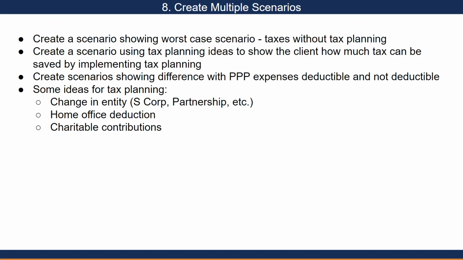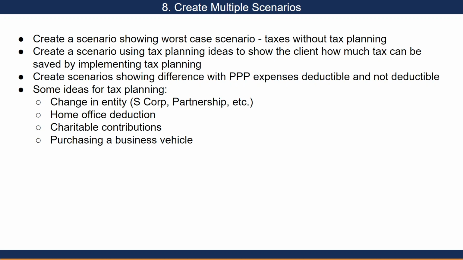Then we can go through charitable contributions. So we talked about this a little bit, where a client may want to do some charitable contributions. You could say, okay, this is what it would look like if you did $30,000 in contributions, or $5,000, or $100,000, or whatever that number is. You can run different scenarios there.